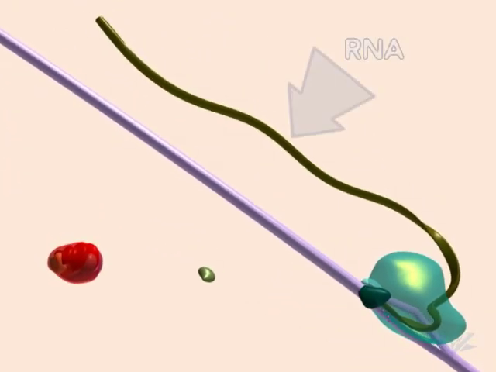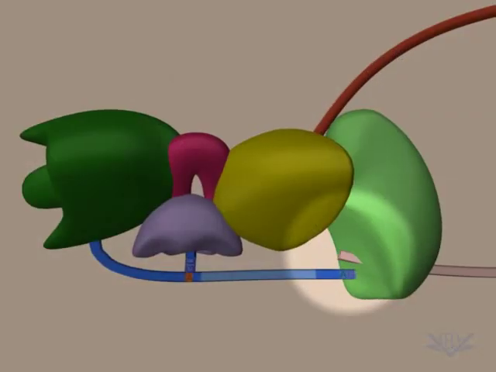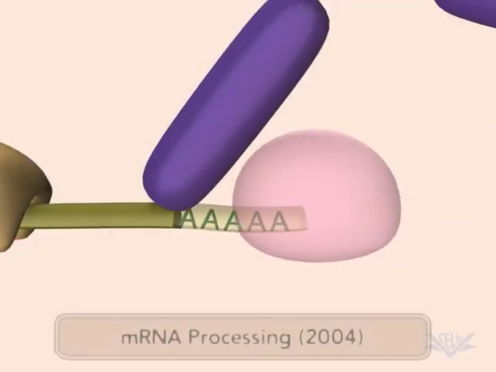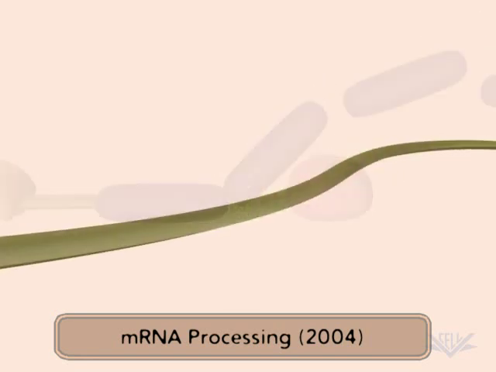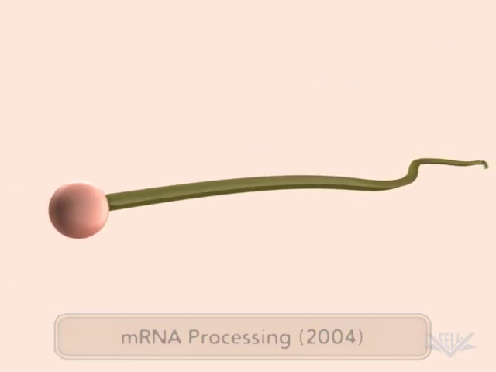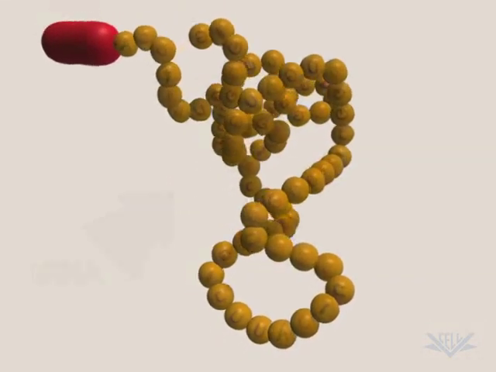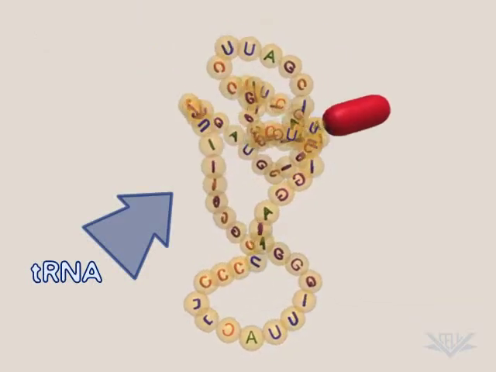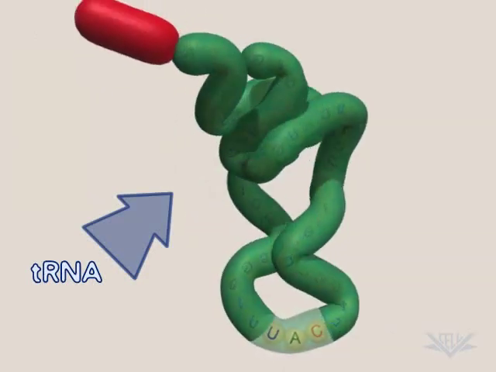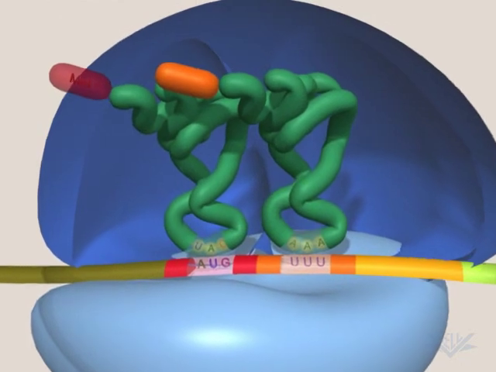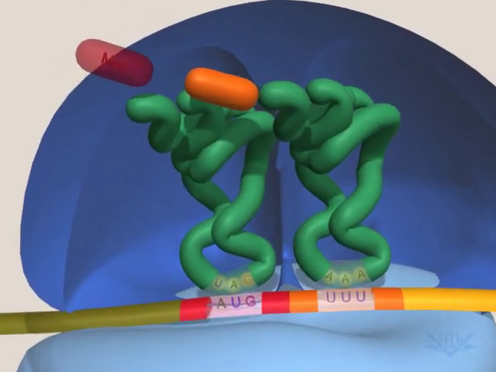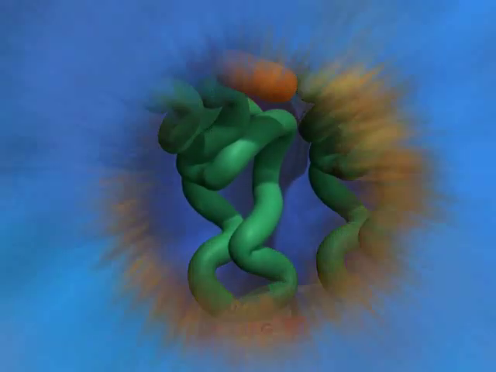The final product of transcription is then spliced and modified into one of three RNA molecules: messenger RNA, or mRNA, transfer, or tRNA, and ribosomal, or rRNA. These are all important components of the process called translation that is used to make proteins.